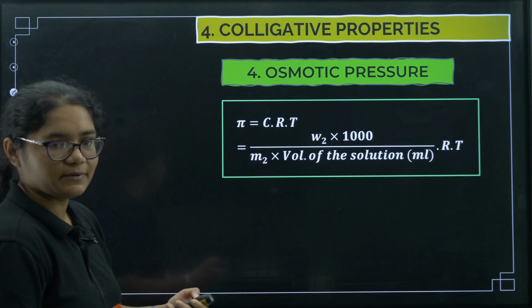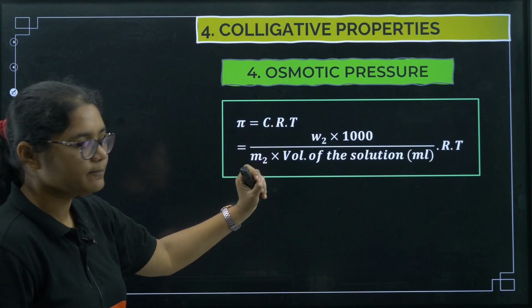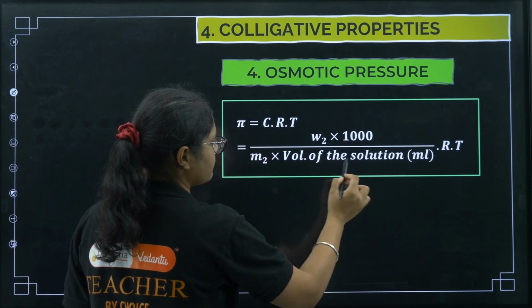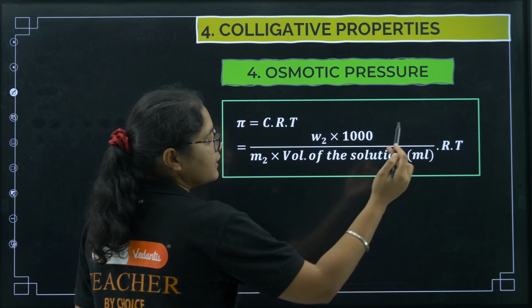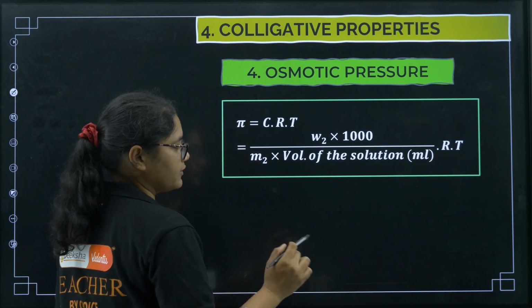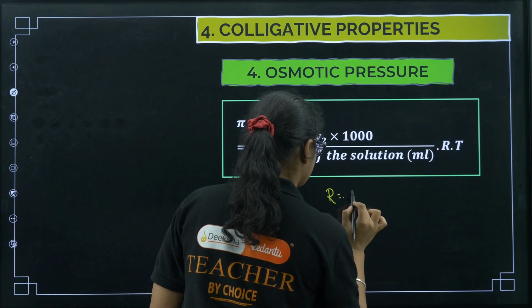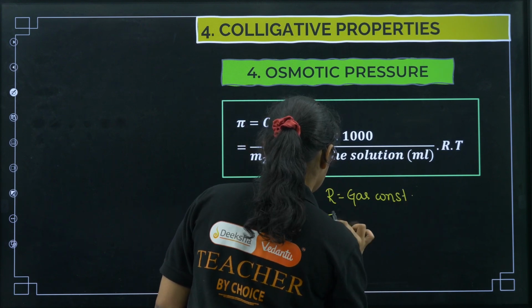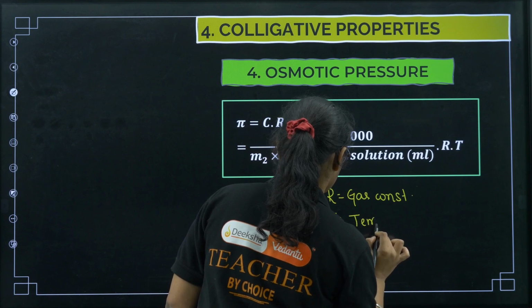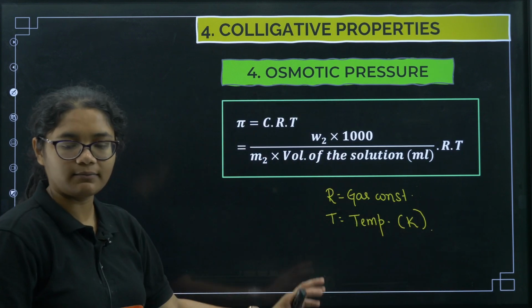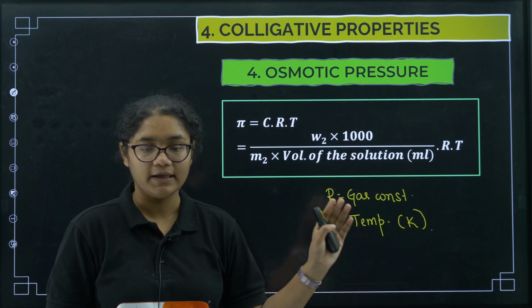Next we have osmotic pressure, pi equals C into R into T. C is what? W2 by M2, number of moles, into 1000 by volume of the solution in ml. R is the gas constant, T is the temperature. Here you should be very careful. Generally this temperature is taken in Kelvin. Every time in calculation the temperature should be in Kelvin.